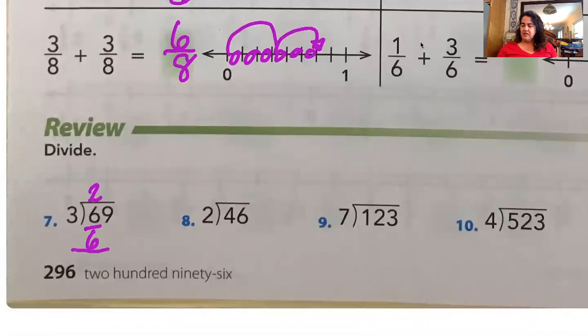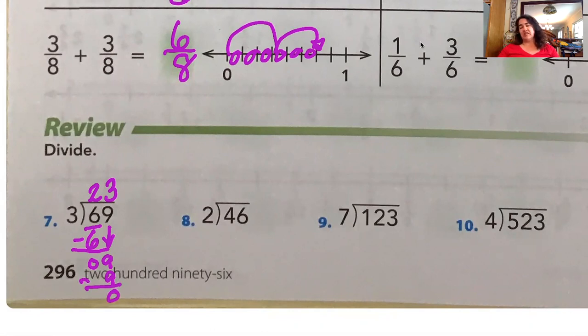Put our line and subtract. 6 minus 6 is 0. Bring down the 9. How many times does 3 go into 9? 3 is correct. Our answer there is 23. So far so good, friends. 3 times 3 is 9. Subtract it, we get 0. Doing the next one, same thing.